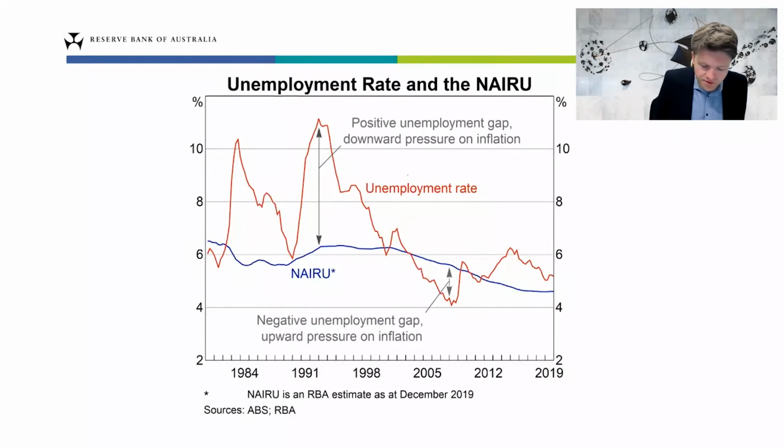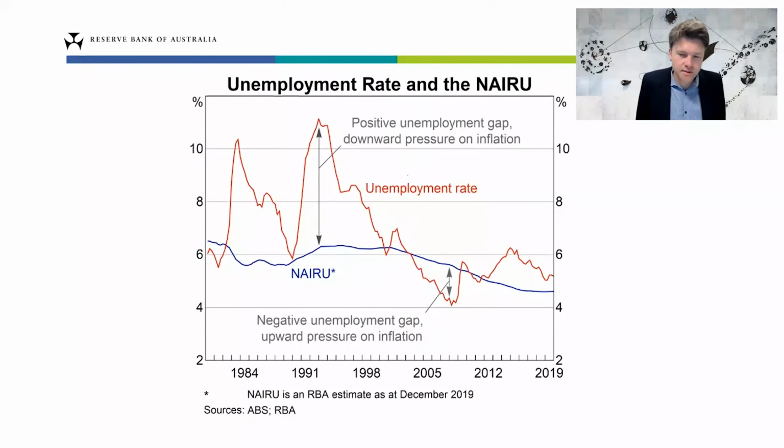But on this graph, you can also see a period where the unemployment gap was estimated to be negative, where the unemployment rate actually fell below our estimate of the NAIRU. And that was in the mid-2000s, in the midst of the mining boom that we had. During that period, the labour market was extremely tight. And as a result, wage growth and inflation both started to pick up very strongly. And some parts of the economy were showing signs of overheating.